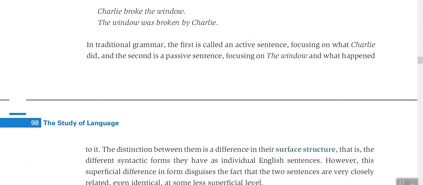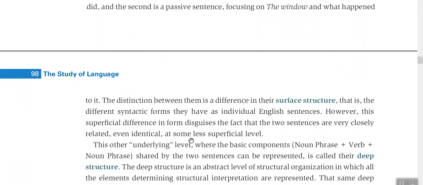So superficial difference in form. Thus, the different syntactic forms they have as individual English sentences. However, this superficial difference in form disguises, meaning hides, the fact that the two sentences are very closely related, even identical at some less superficial level.